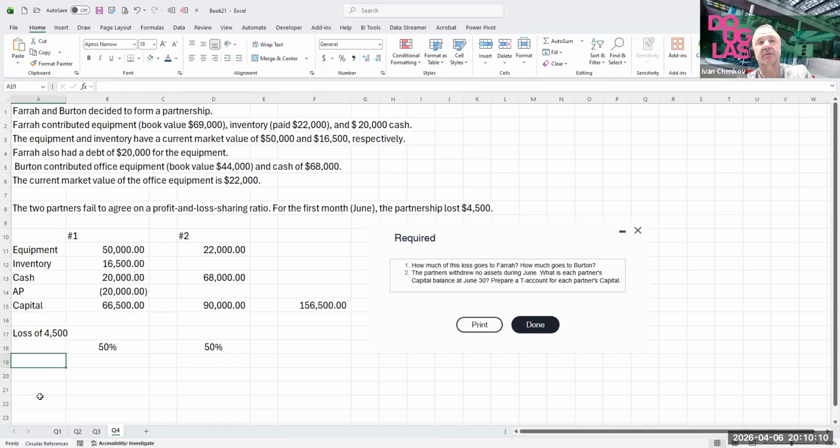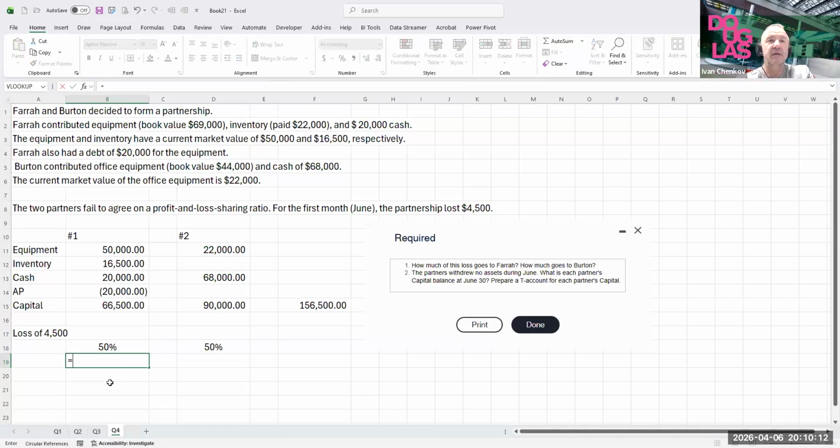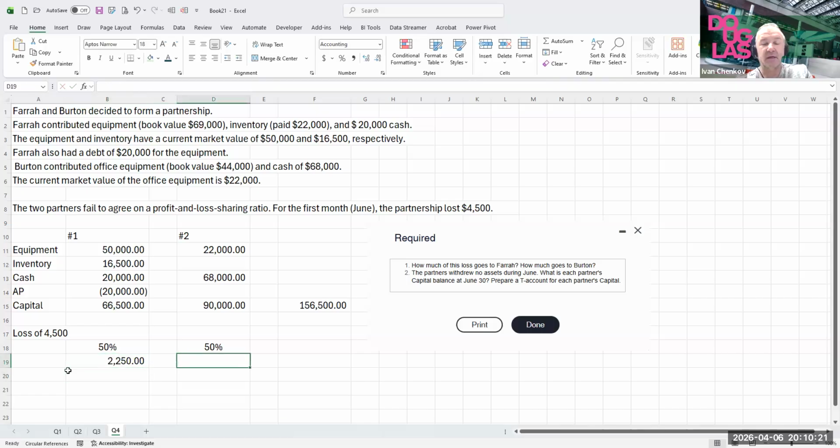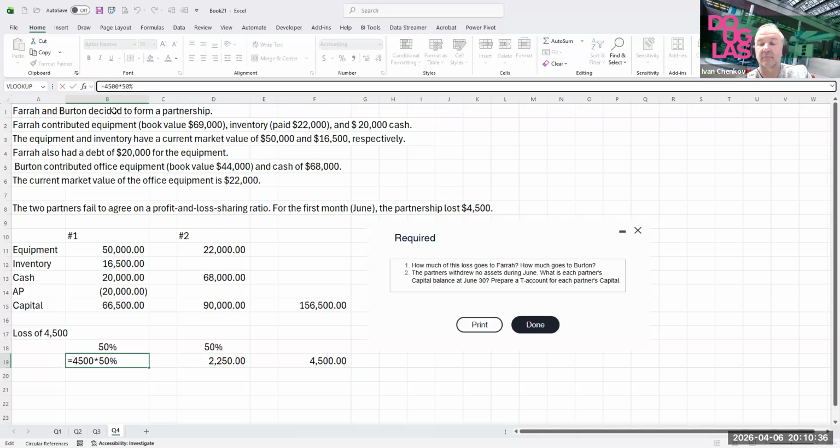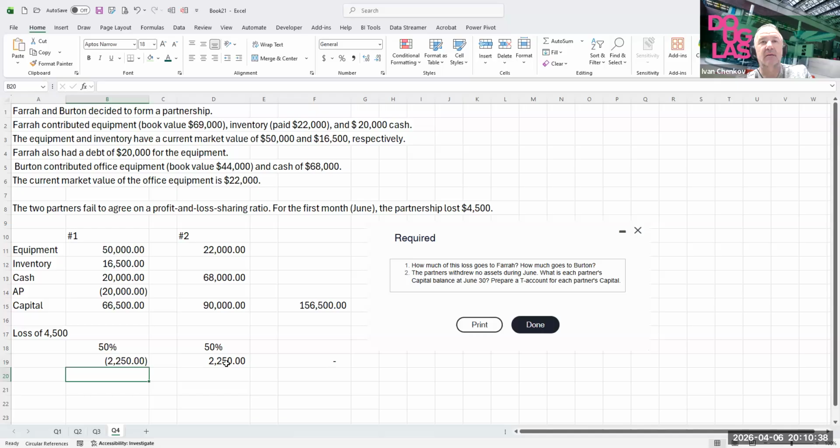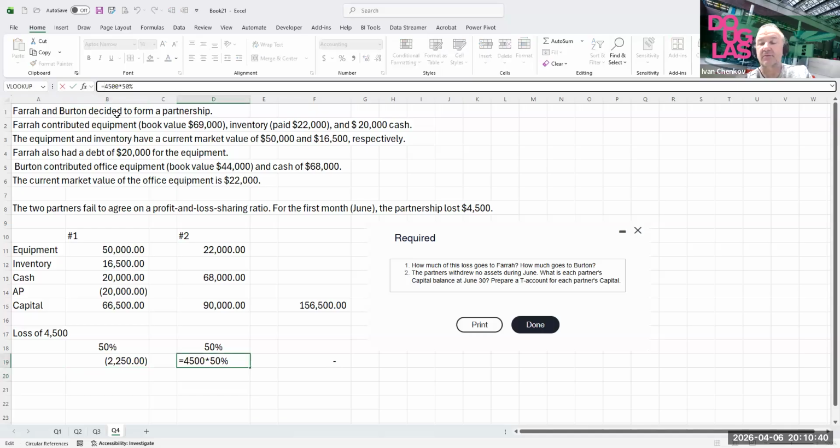If they have a loss of 4,500, the first is going to get 4,500 times 50%, and the second is going to get exactly the same amount, 4,500 times 50%. In total, the loss they're going to share is 4,500. Let's make it loss now. Negative here, and another negative here, and that's your loss.